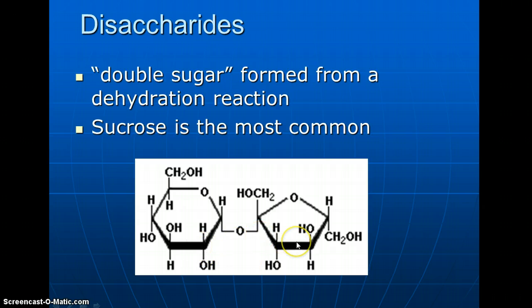The glucose and fructose disaccharide combo is a sucrose molecule. Sucrose is common table sugar. Another common disaccharide you may have heard of is lactose. That is glucose and galactose, and that is the sugar found in milk products.